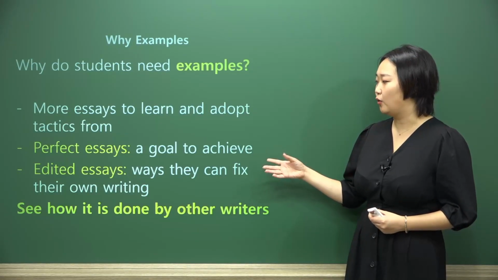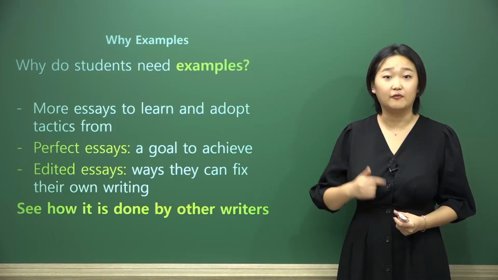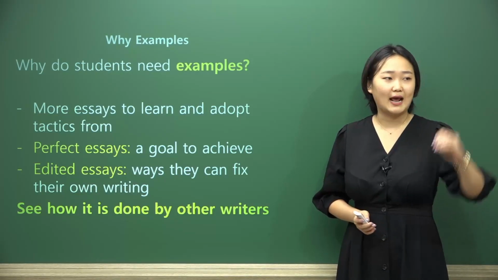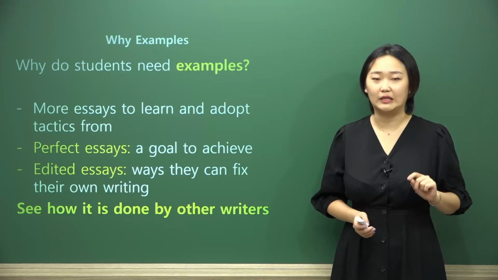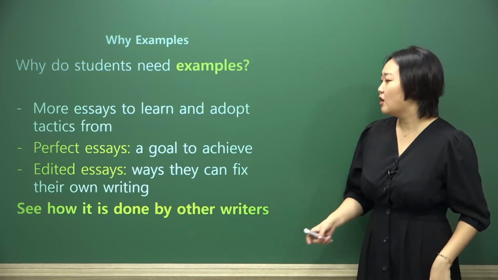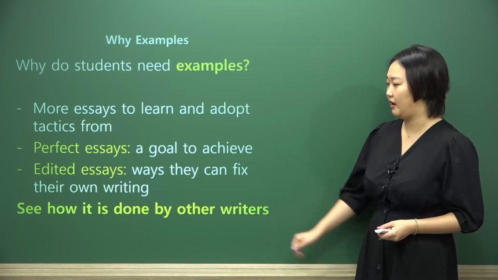And then talking about that goal to achieve, again, a perfect essay is going to be very difficult to achieve, but if we want to perfect it, if we want to make it the best that we can, we want to use that as our aspiration, as our goal in mind while we're going through this series. Additionally, edited essays, ways they can fix their own writing, and by the end, we will be seeing how it is done by other writers.